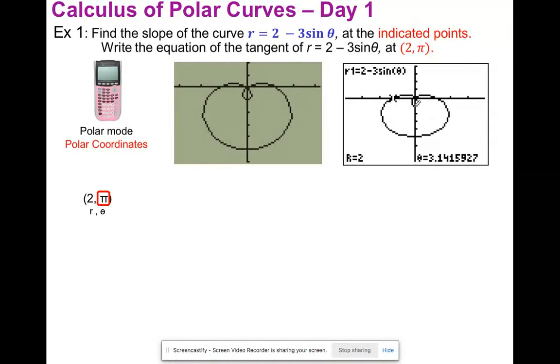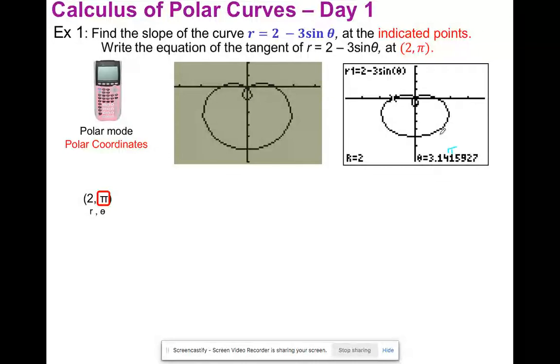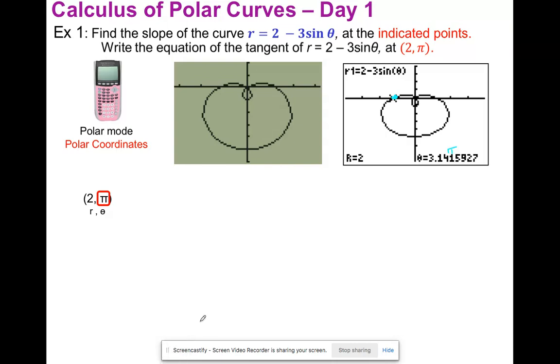Right, so here's my calculator picture. I hit trace and then I hit pi. This is pi, and it gave me the cursor point right there. Now, that's swell, but they wanted the equation of the tangent. The equation of the tangent means I have to write y equals slope parentheses x minus x coordinate plus y coordinate.